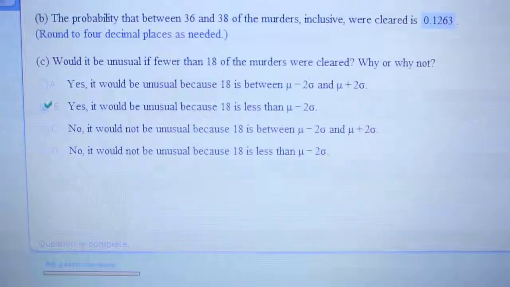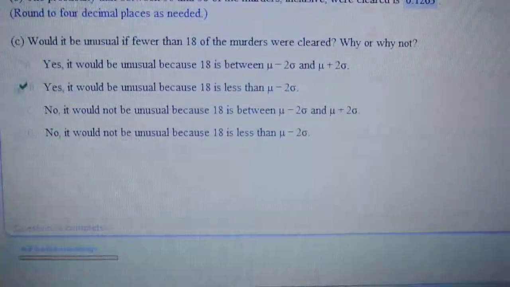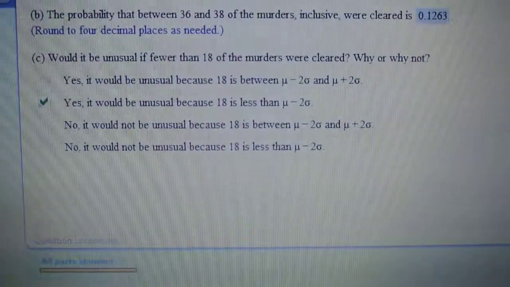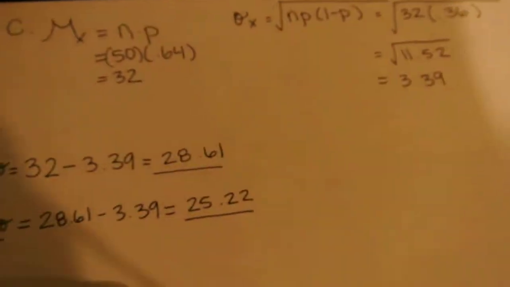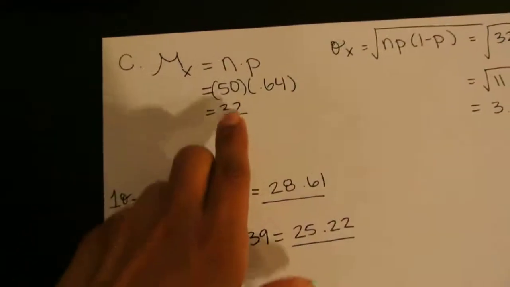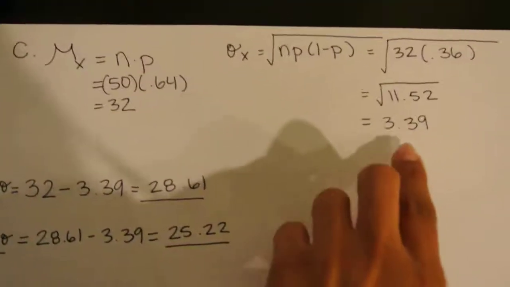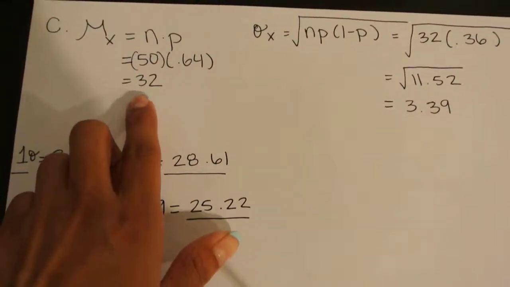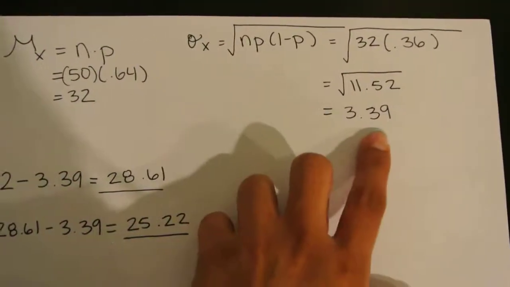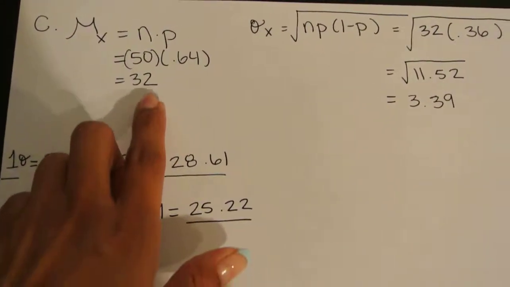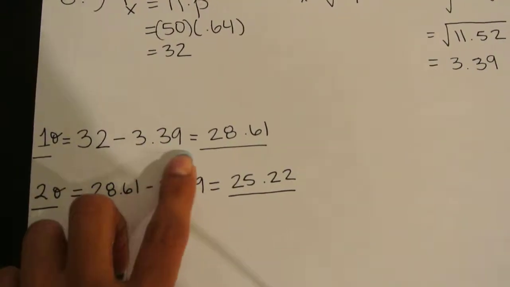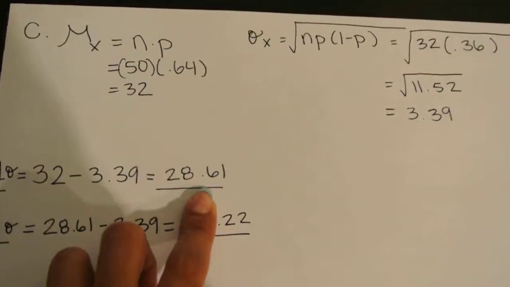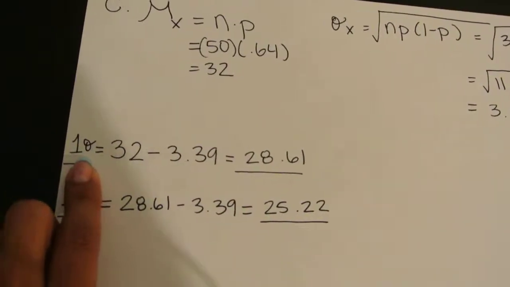So if we just look at some hints over here, our options, we see it's asking us to figure out how many standard deviations away it is from the mean, and simply what we do here is we're going to want to subtract once from this number. So we're going to subtract the 3.39 from the 32, and that will be your first standard deviation away from the mean. So we have 32 minus 3.39 equals 28.61, and that's your first standard deviation away from the mean.